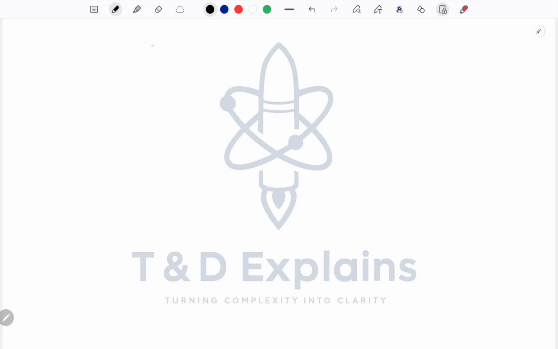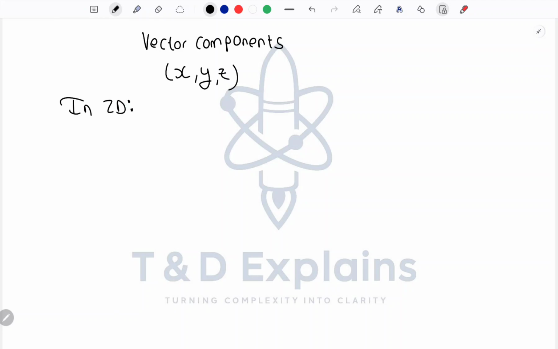The next important thing is called vector components. Usually a vector has 3 components, namely the x, the y, and the z component. So in 2D or 3D space, a vector is split into parts called components along the coordinate axis.